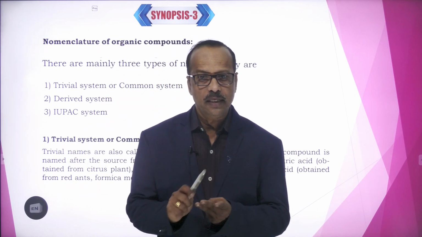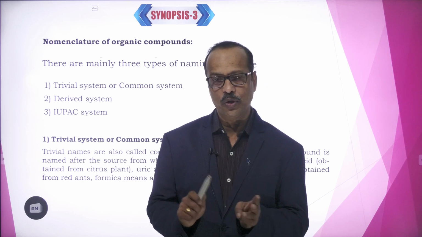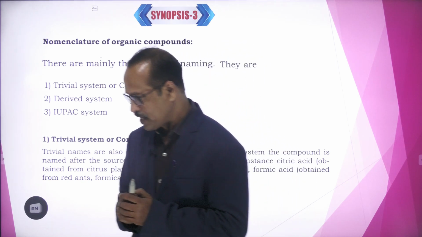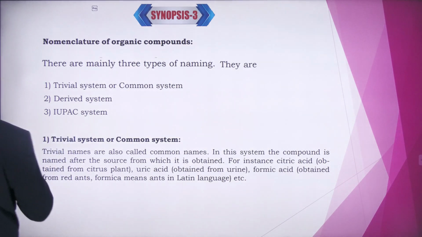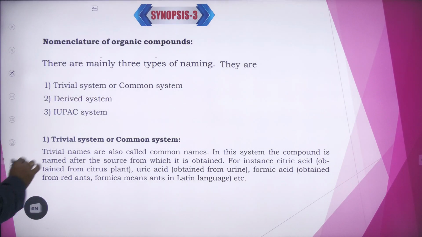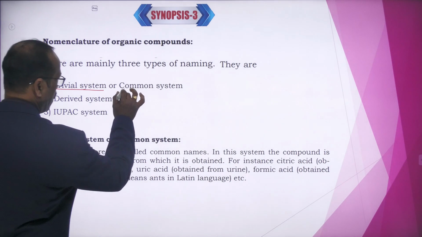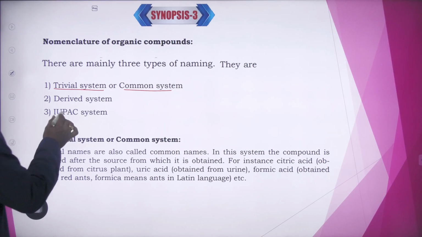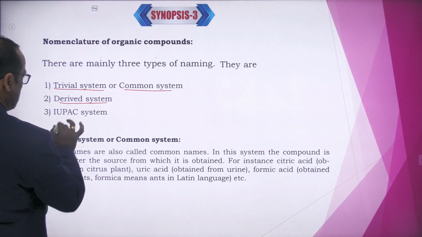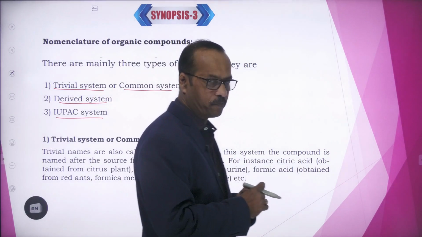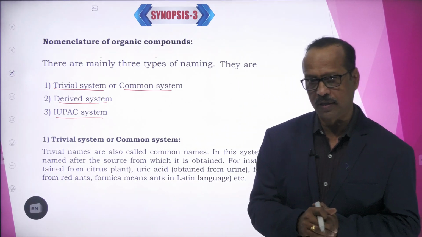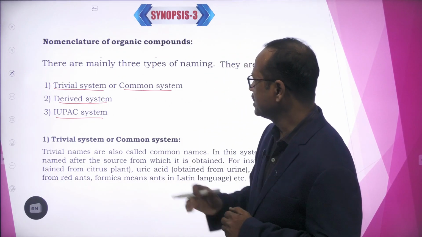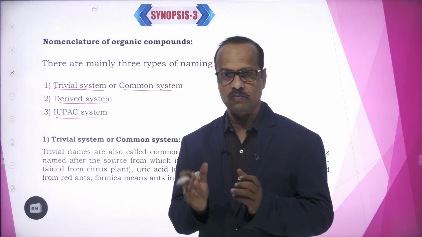Generally, there are 3 ways to give the name to organic compounds. The first one is the tribal system or common system. The second one is the derived system, and the third one is IUPAC. Okay, 3 systems. In this, the first one is the tribal system.